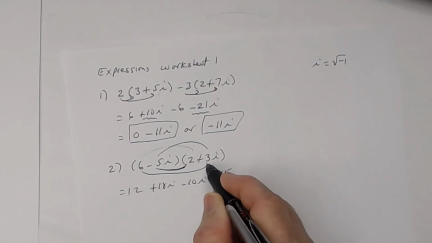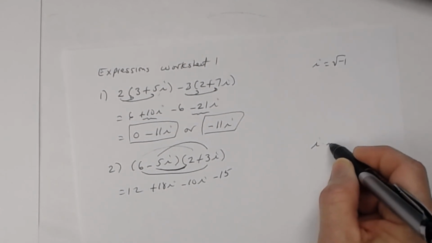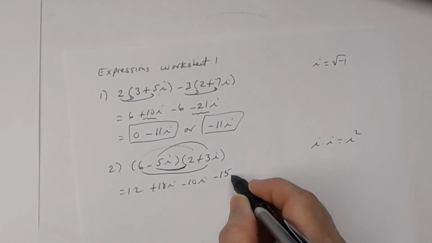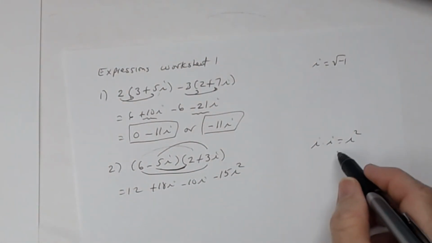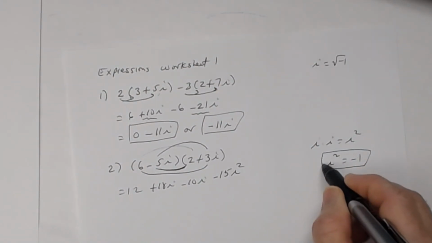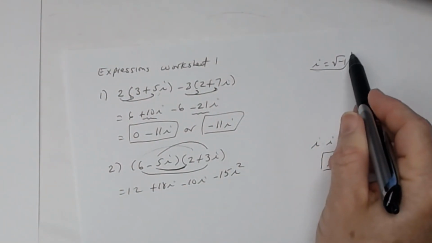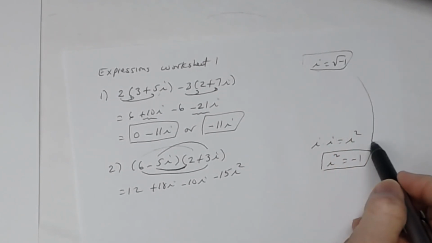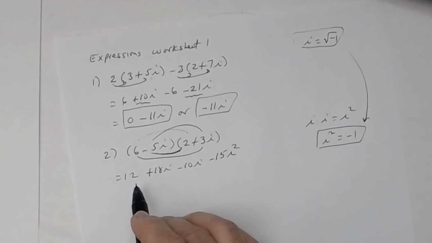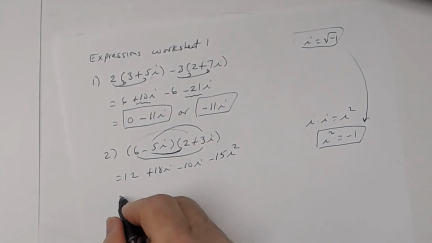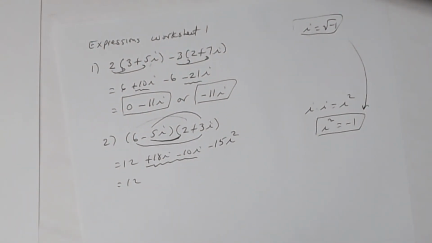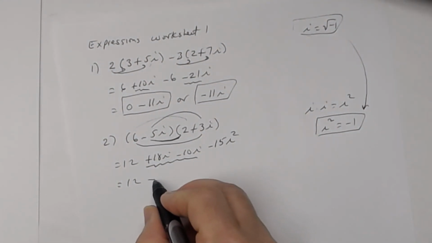Negative 5 times 3 is 15. Now remember, i times i is i squared, so that'll be minus 15 times i squared. And remember, i squared is equal to negative 1. That was one of the things you learned in those lessons. So we're going to combine like terms. I have 12, and 18i and negative 10i are like terms, so that's a positive 8i.